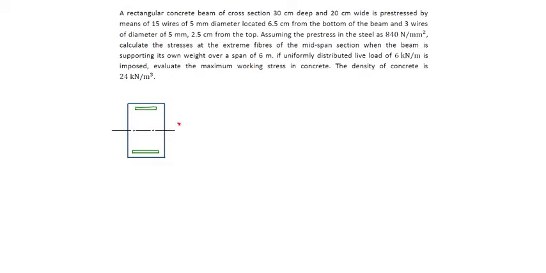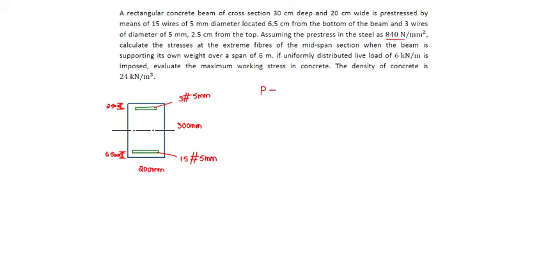A rectangular concrete beam of 30 cm depth, that is 300 mm deep and 200 mm wide, is pre-stressed by means of 15 wires of 5 mm diameter located at a distance of 6.5 centimeters from the bottom, that is 65 mm from bottom, and 3 bars of 5 mm dia located at 2.5 centimeters from top, that is 25 mm from top, assuming the pre-stress in the steel as 840 N per mm square.